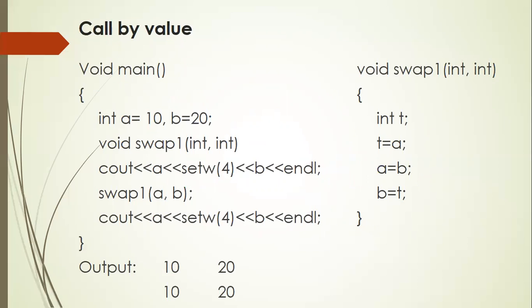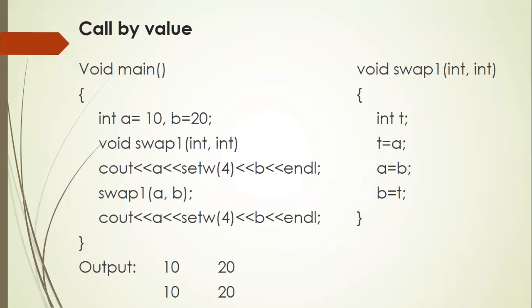Let us see. In your C language, you have already studied call by value, call by reference, etc. So in today's class, I will explain again what is the meaning of call by value, call by reference, and the usage of reference variable with one more example program. So void main, int A equal to 10, B equal to 20, which means there are two variables A and B with the values 10 and 20.